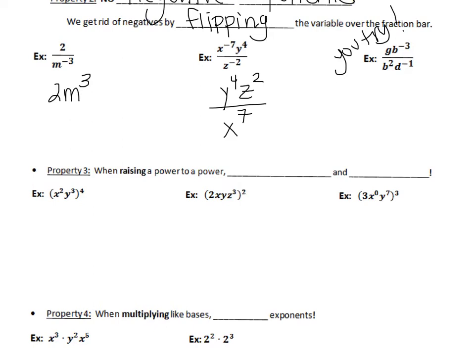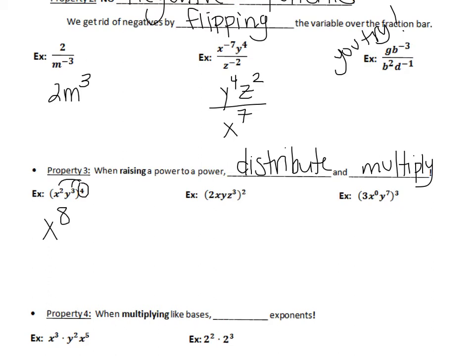Property 3 says when raising a power to a power, we are going to distribute and multiply. The distribute part is only if there's more than one term, but we're always going to multiply a power to a power. So in this example, we're going to take the 4 on the outside, distribute it to the x and to the y, and then we multiply with the exponent that's already there. So we have x to the 8th, y to the 12th.